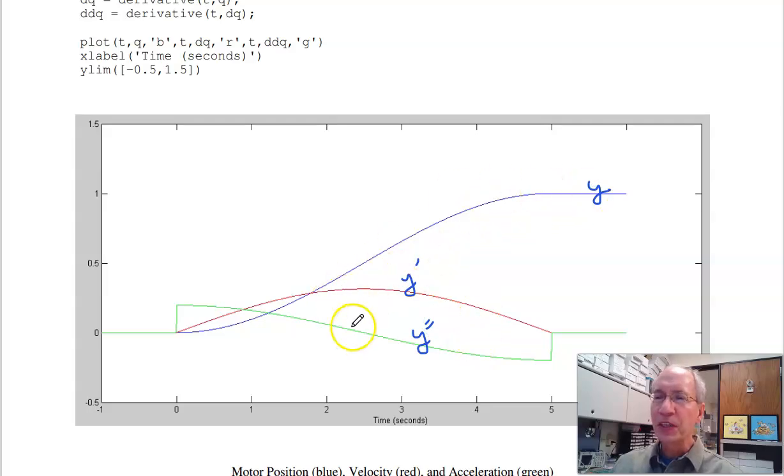That's a much more reasonable function. Again, the velocity goes up and down. Here's the acceleration. It doesn't have these spikes at the beginning or end. That's one path that might be valid.